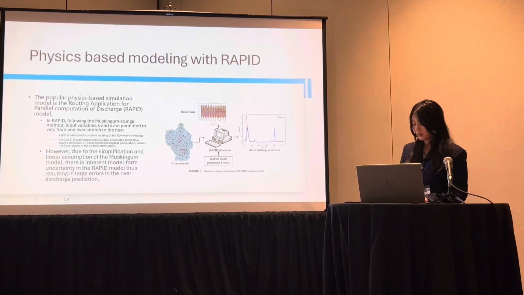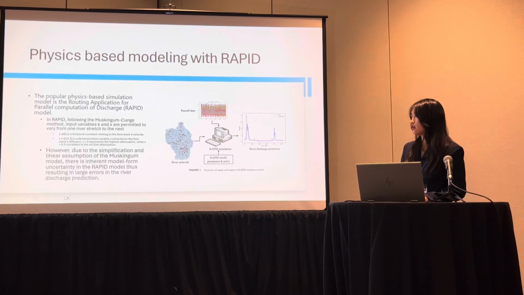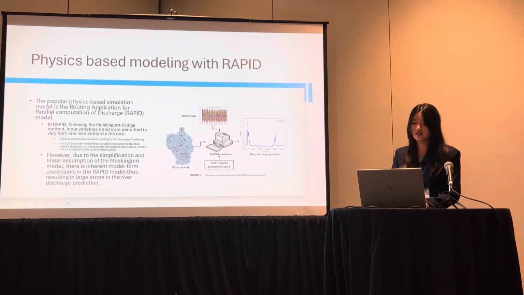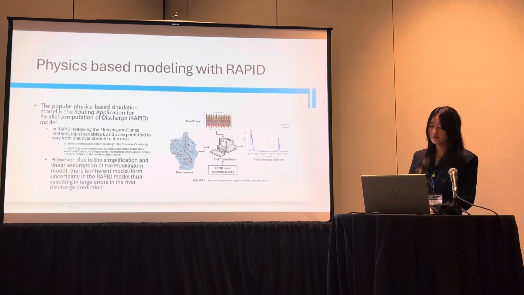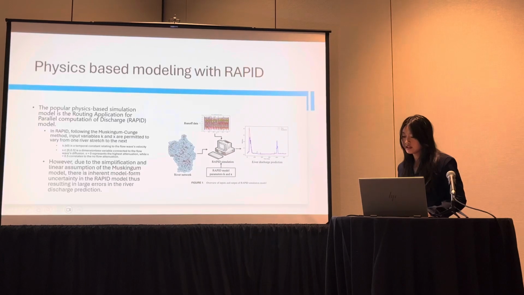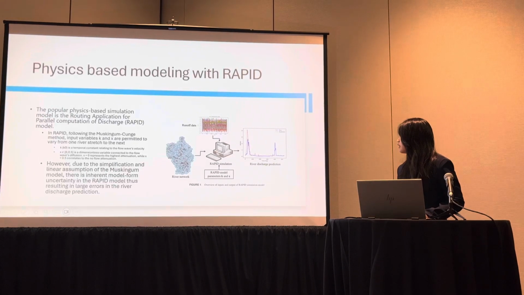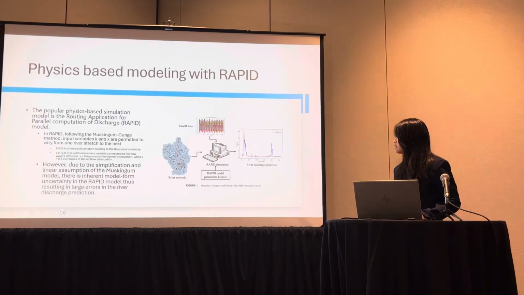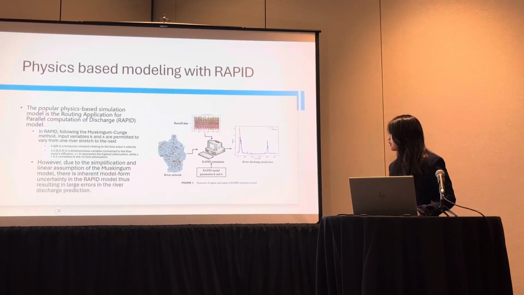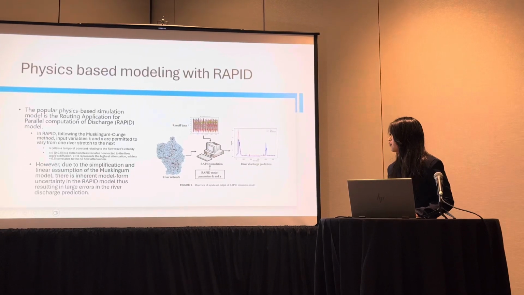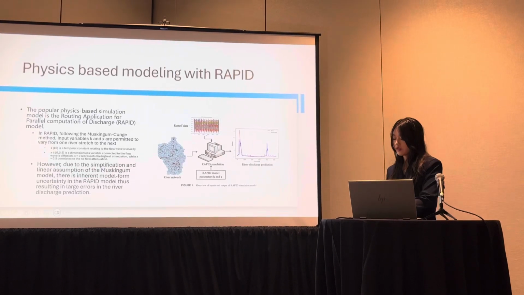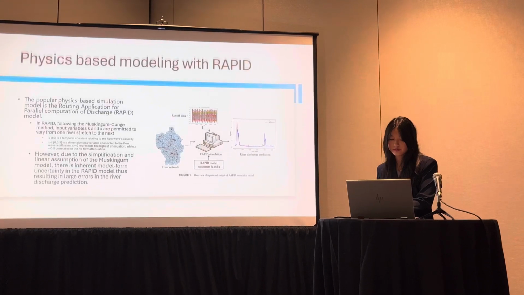However, there are several issues with the RAPID model due to simplification and linear assumption of the Muskingum model. There's inherent model form uncertainty, and this can result in large errors in the river discharge prediction. As you can see in this figure, the RAPID model is shown in the red dotted line, and it seems relatively accurate. However, if you compare the peak size in the true data, it's only around 5.5, while in the RAPID model, it predicted it'd be over 8, which is a large amount of error, especially for river discharge.